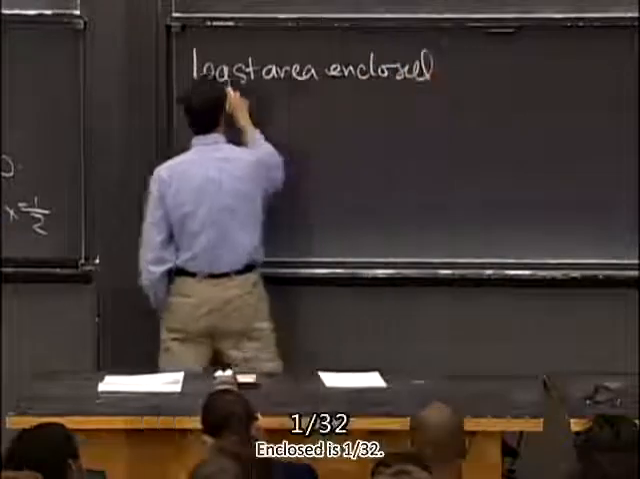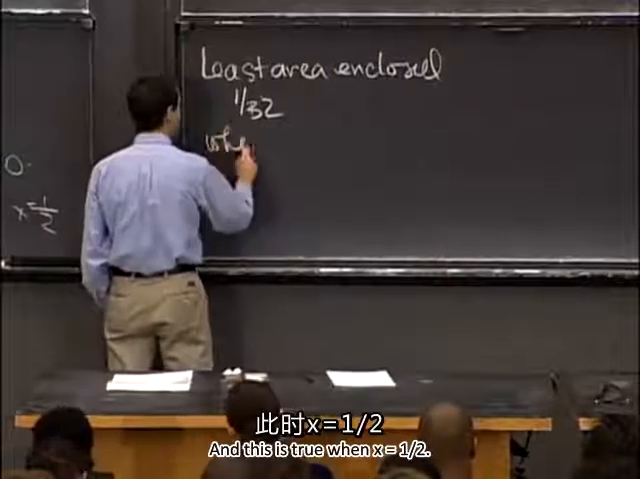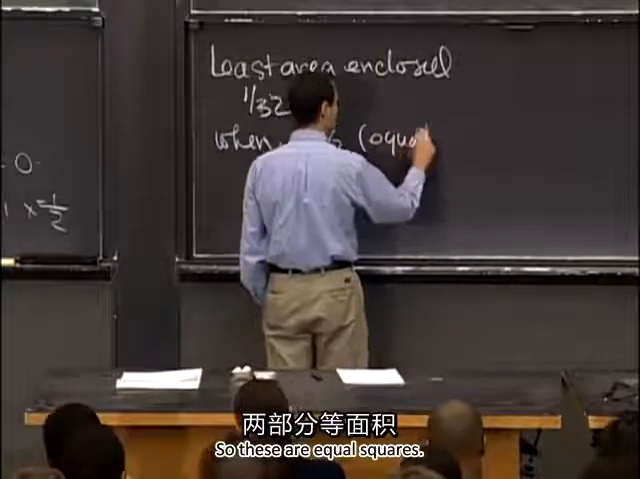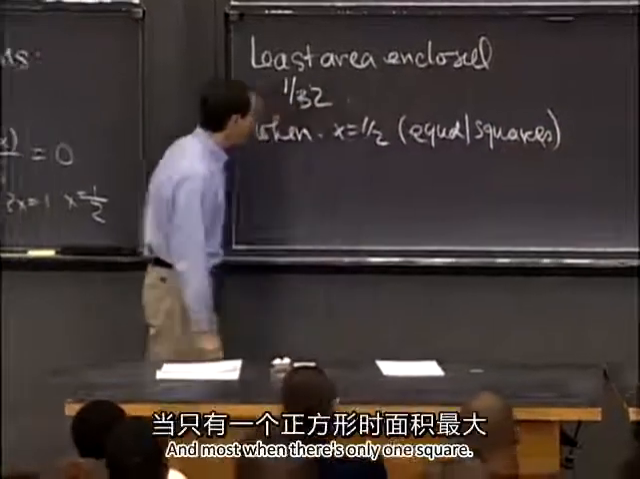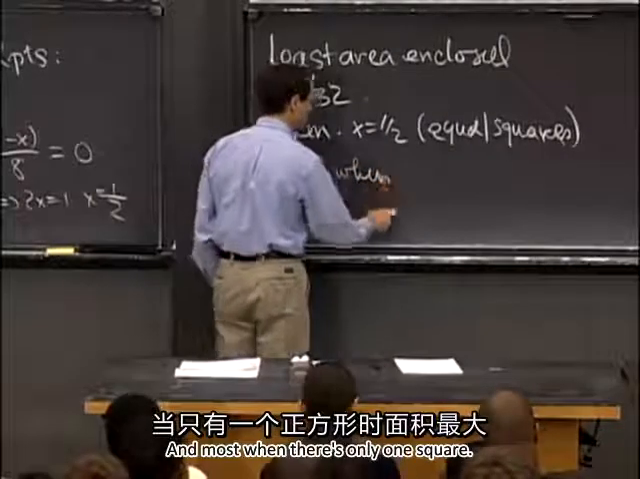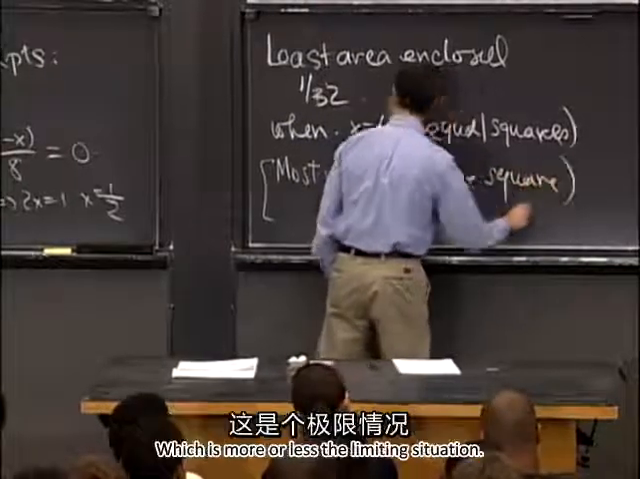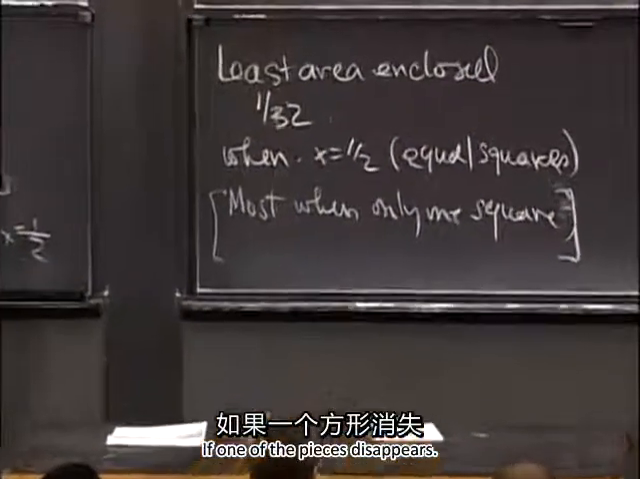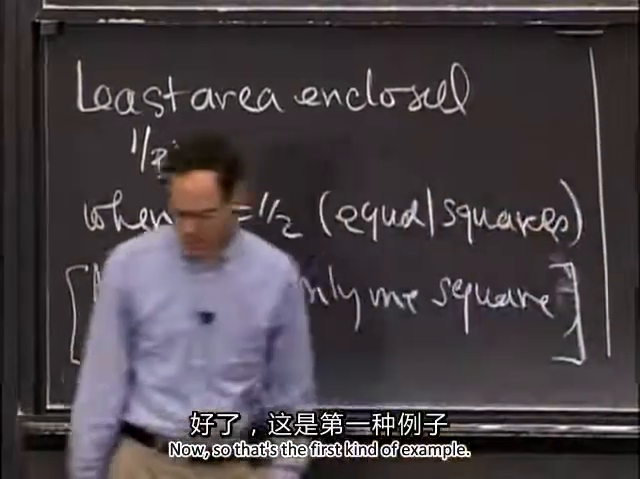Enclosed is a 32nd, right? And this is true when x equals 1/2. So these are equal squares. And most when there's only one square, which is more or less the limiting situation if one of the pieces disappears. All right? Now, so that's the first kind of example.